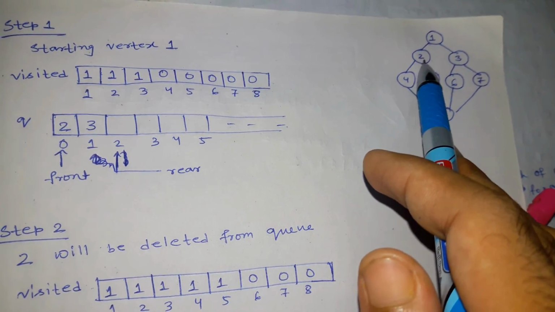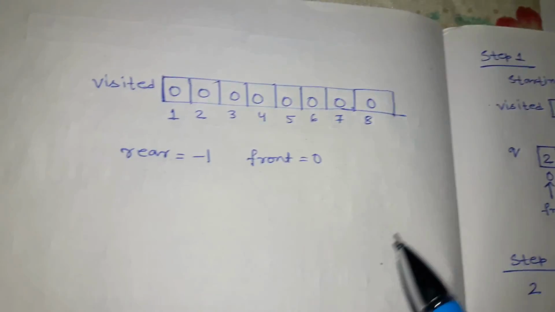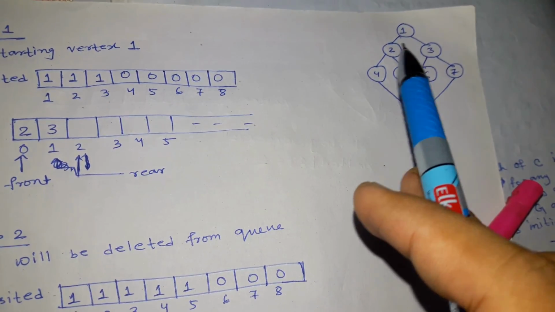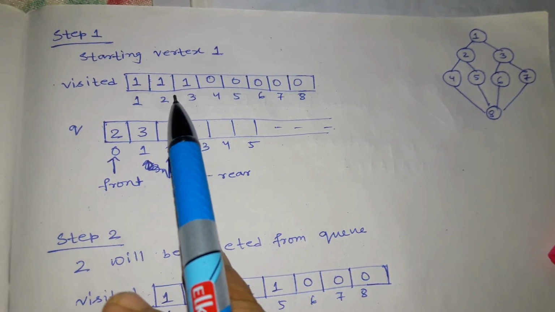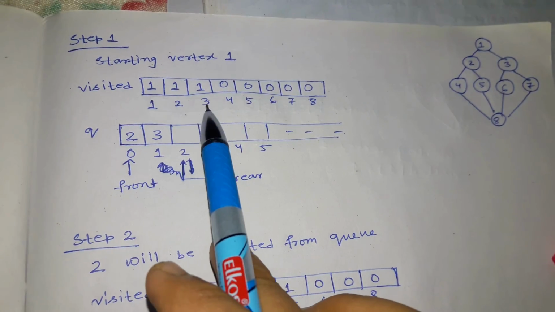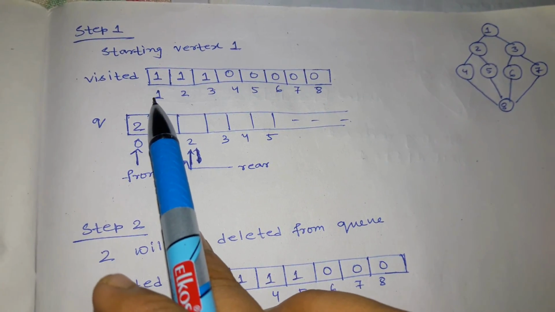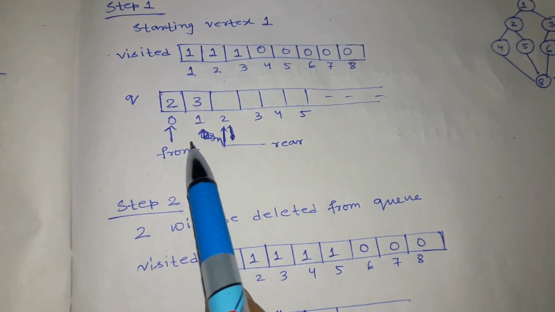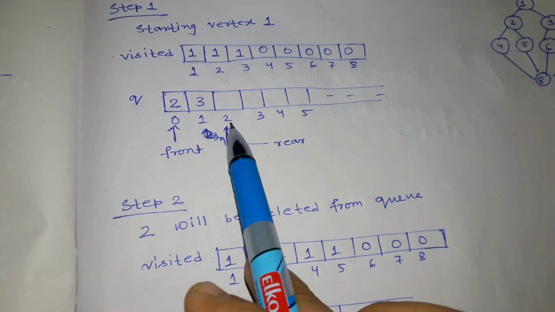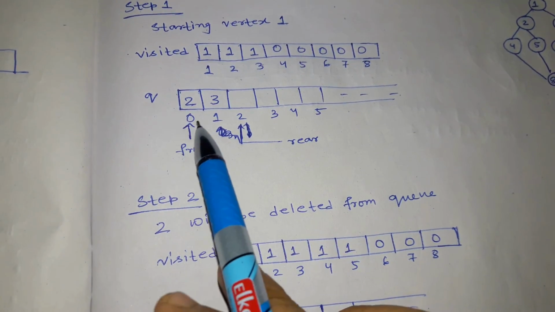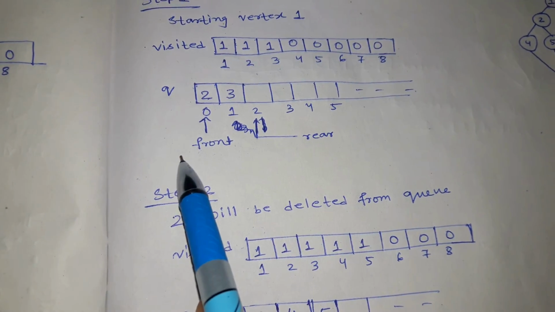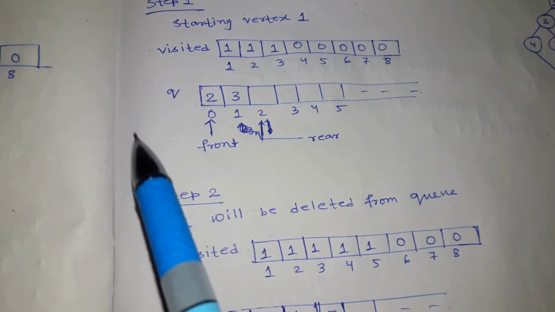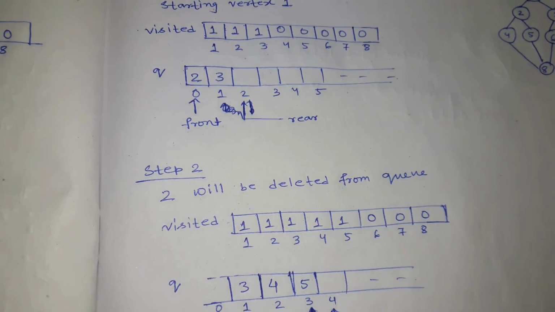So see here, 2 and 3 were unvisited at first. So 2 and 3 will be visited as well as pushed into the queue. See here, 2 and 3 have been visited and 1 has already been visited, and 2 and 3 have been pushed into the queue. The rear part of the queue has been updated to index 2, and as no deletion operation has been done, the front is still unchanged.